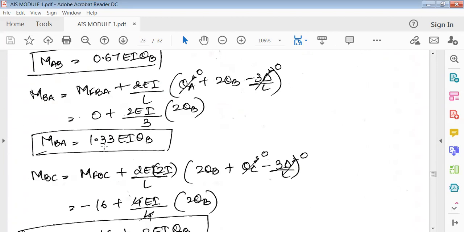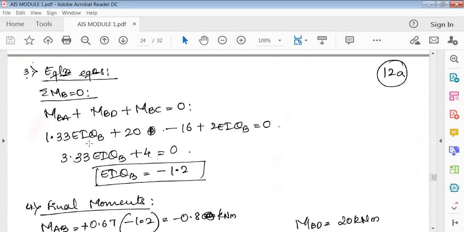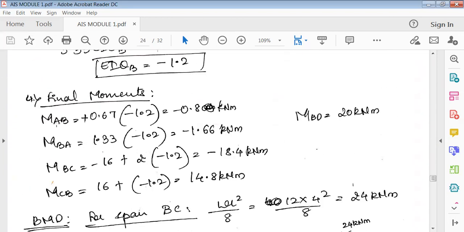All right, so here now MAB is equal to, we have already, MBA is minus 1.66. Just substitute the values. MBC is again minus 18.4. MCB is 14.8. See here, all three are different. And MBD is, we have already calculated, 20 kilonewton meter.